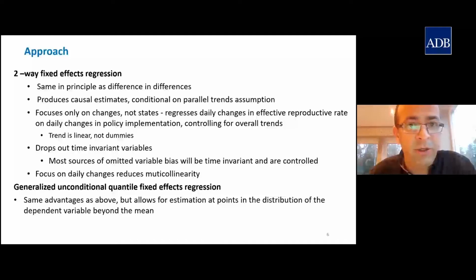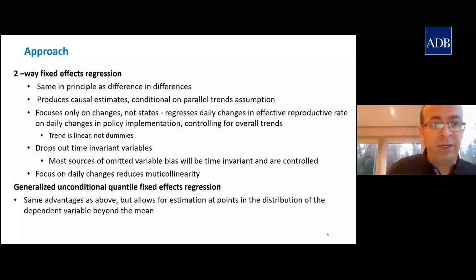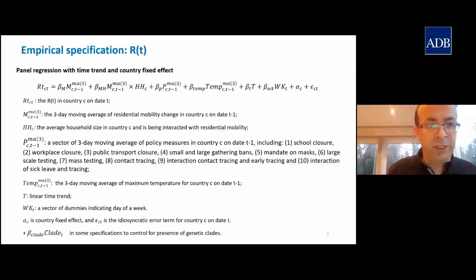And we also use a second approach, which is a generalized unconditional quantile fixed effects regression, which is similar conceptually to the two-way fixed effects regression, but allows us to do estimates not just at the mean, but at different points in the distribution. So we can see heterogeneity in terms of the effects of the measures.